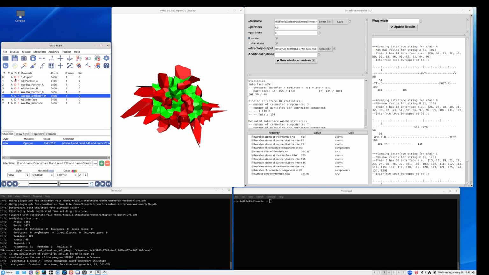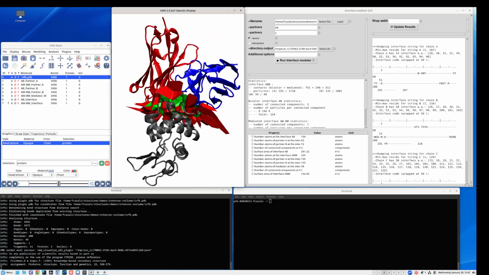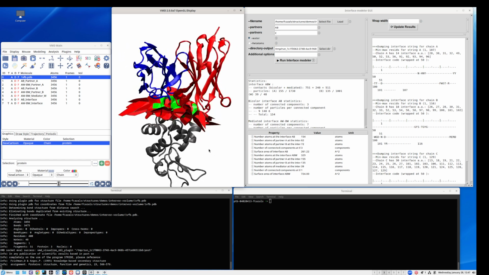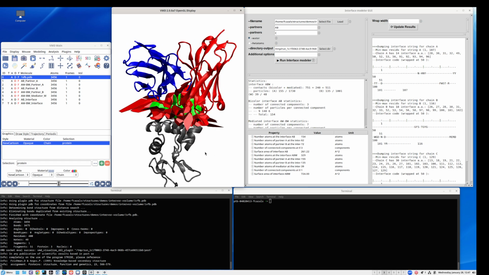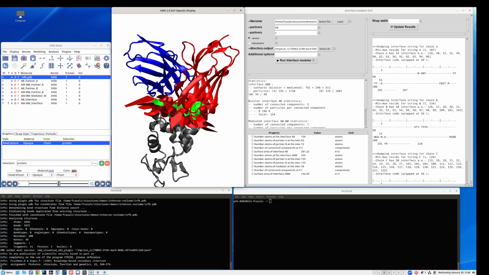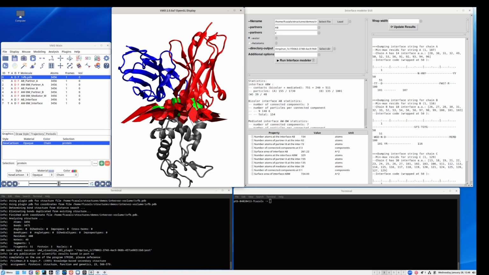So let me put back the partners, and as you can see the Voronoi polygons indeed separate the partners, and if I move around we can very easily see the so-called CDRs, complementarity determining regions of the antibody here, making up contacts with the antigen.